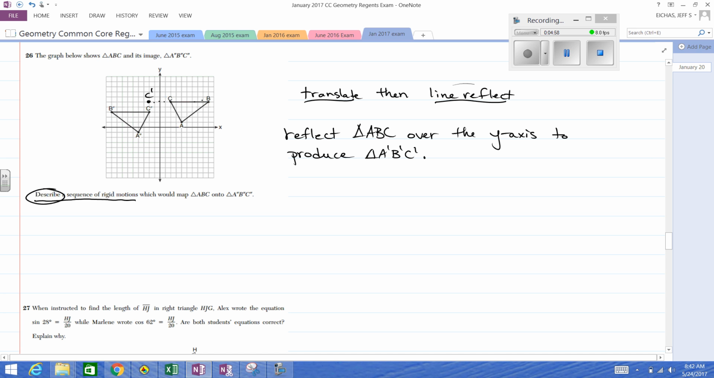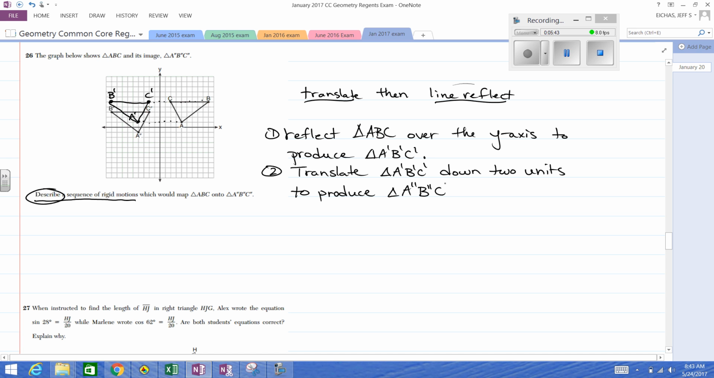B prime there, and then that's where A prime is going to land. Hopefully you've got a straight edge to use just to look a little nicer. Then that's going to be move number one. Move number two looks like it's going to be pretty simple. We're going to translate, but again, be specific. We're going to translate triangle A prime, B prime, C prime down 2 units to produce triangle A double prime, B double prime, C double prime.